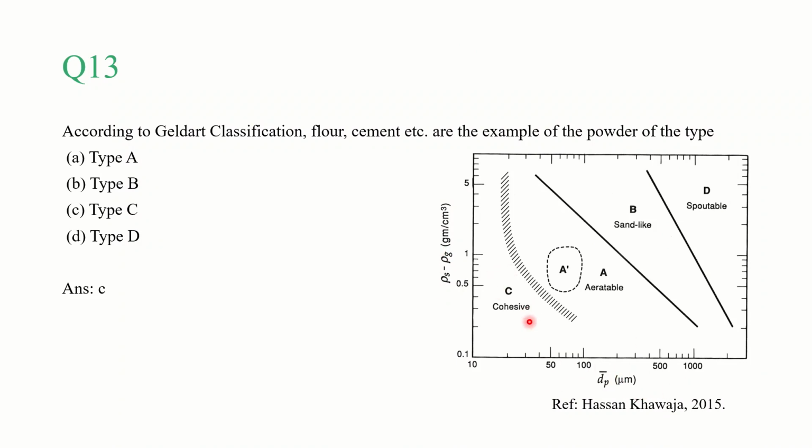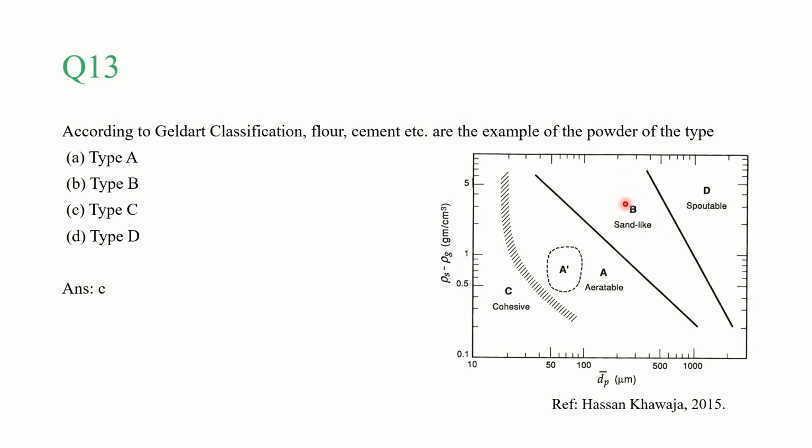So very low diameter particles come under the Geldart C category. These particles are very small and cohesive in nature, that is, they stick together, and it is very difficult to fluidize such particles. And Geldart A are aeratable particles. These are comparatively larger in size than Geldart C particles. Still, it is kind of difficult to fluidize A particles. And next are the Geldart B particles, that is sand-like. They are comparatively larger in size and are significantly easier to fluidize.